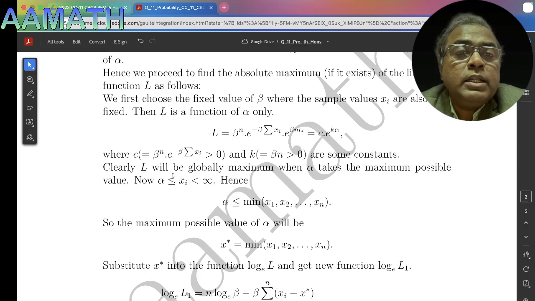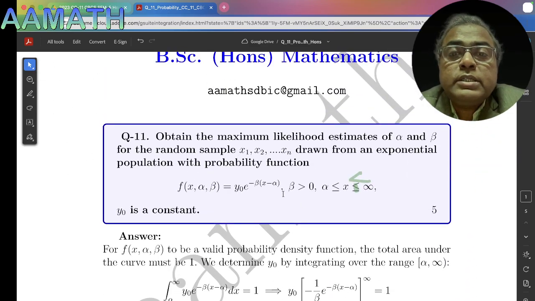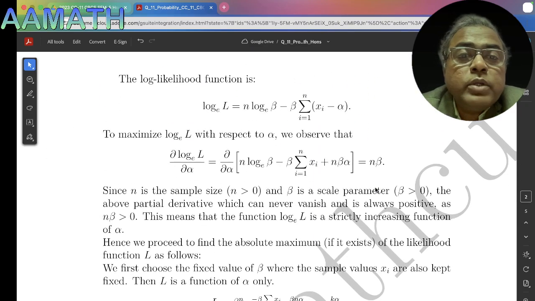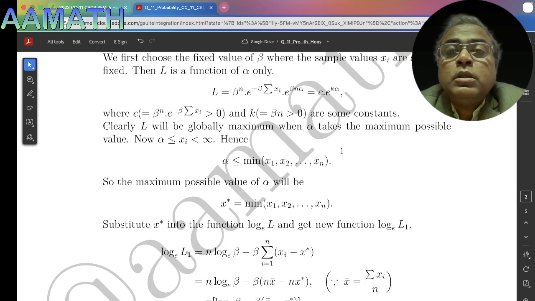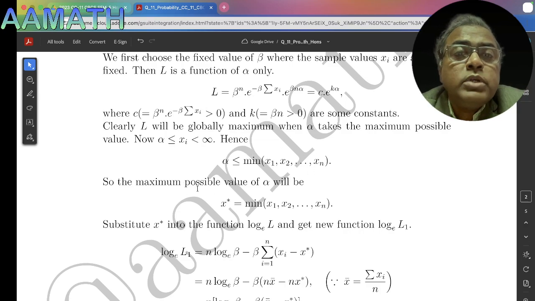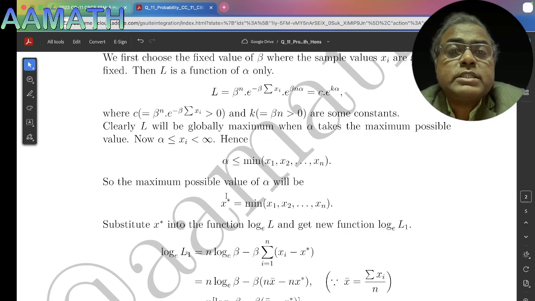Now alpha is less than or equal to xi, less than infinity. It is given from the equation that alpha is less than or equal to xi, less than infinity. So alpha takes the maximum possible value; the maximum value of alpha is the minimum of these sample values x1, x2, ..., xn. We say this minimum value is x star. So alpha takes the value x star.